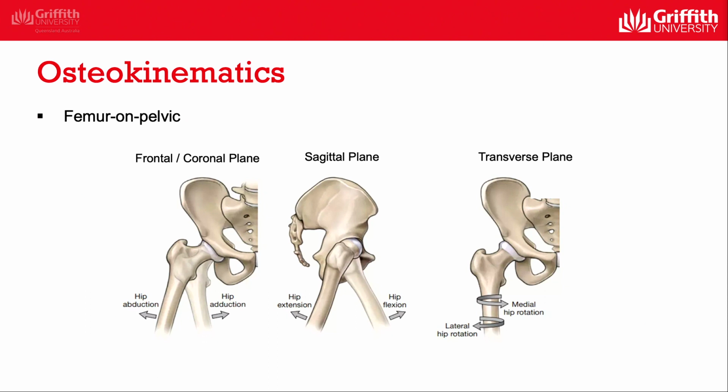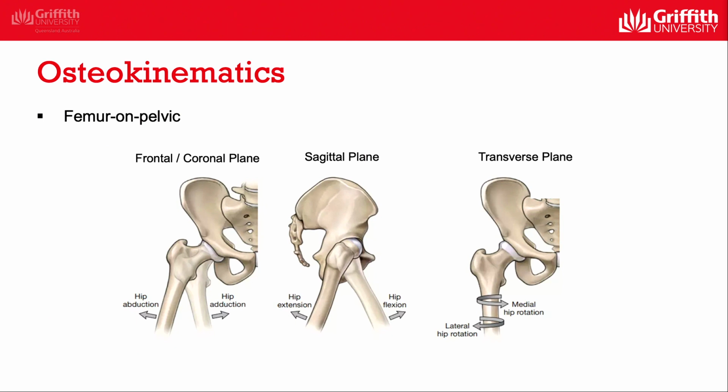If we now look at the osteokinematics at the hip, our movement with the pelvis stable, okay, so looking at the femur's movement on the pelvis, we have our frontal plane movements of hip abduction and adduction. We have our sagittal plane movements of hip flexion and extension, and our transverse plane movement of internal or external rotation, or medial or lateral rotation.